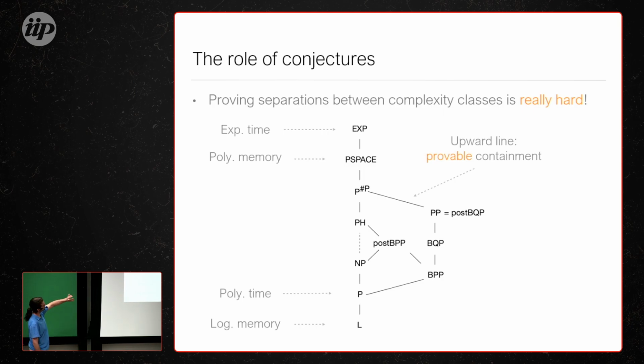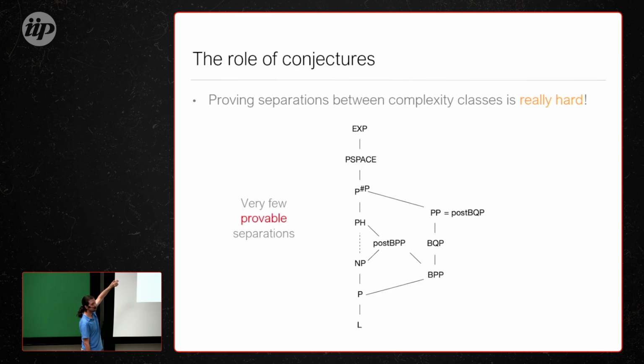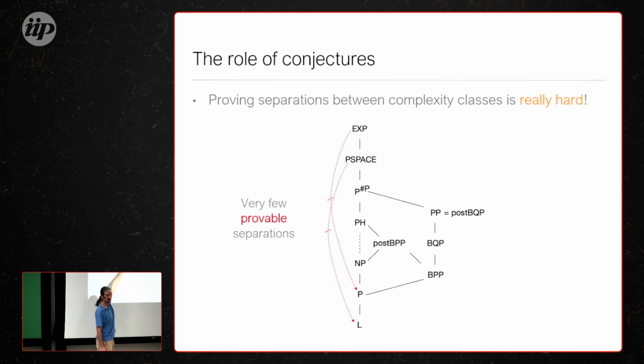though we can prove these kinds of containments from the bottom up, there are very, very few provable separations. The only ones that we can prove are, for instance, that PSPACE is not contained in L. That one you can prove. Or that EXP is not contained in P. That one you can prove. So you know that P is strictly smaller than EXP, which is all the way at the top.